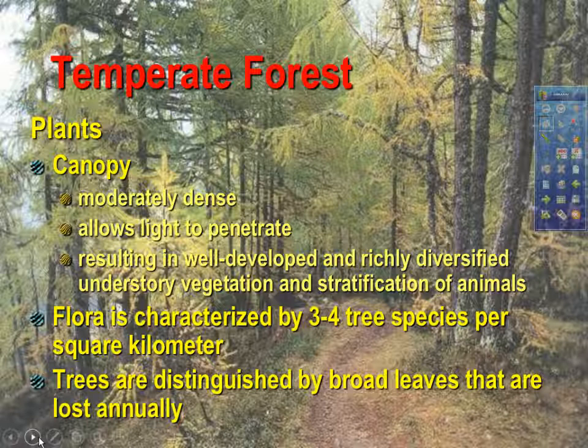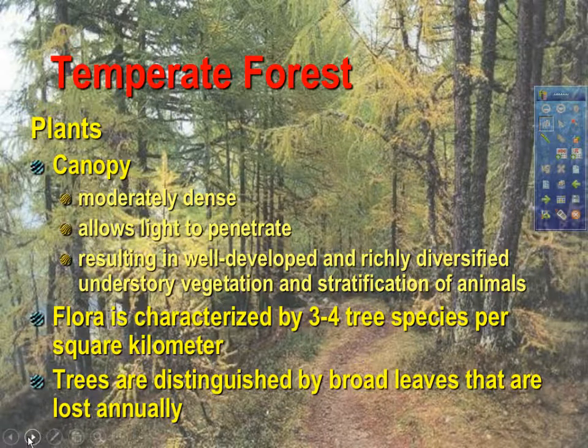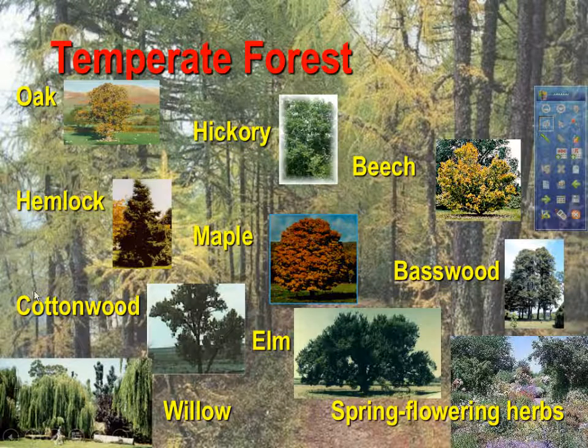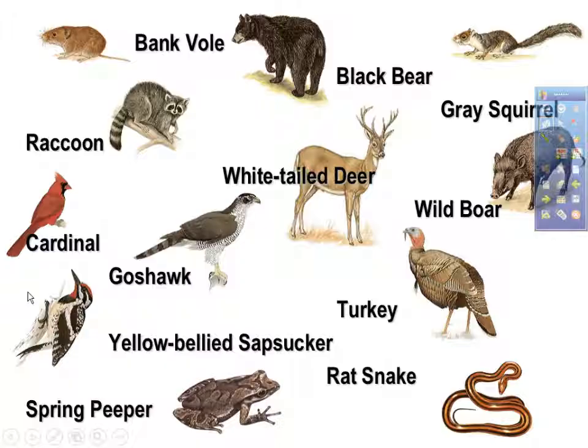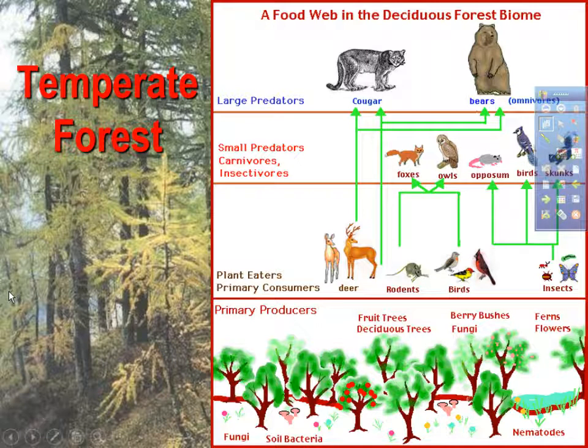You tend to have in each separate area specific, 4 or 5 tree species, and then all of the shrub and other species, but the biodiversity is not as high. So these are some of the trees you can see, and then animals for the temperate forest, food web for the temperate forest.